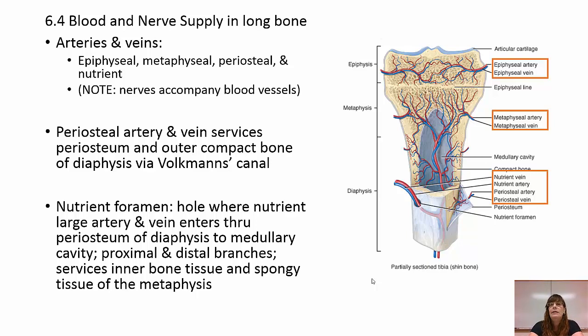The nutrient foramen is a hole where the large nutrient artery and vein enter through the periosteum of the diaphysis into the medullary cavity. There are proximal and distal branches, and basically it serves the inner bone tissue and the spongy tissue.